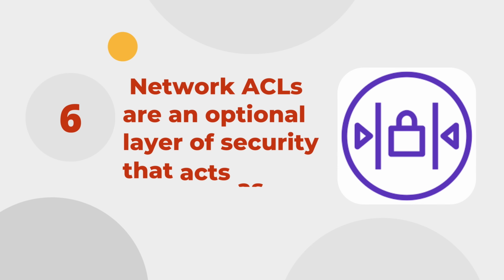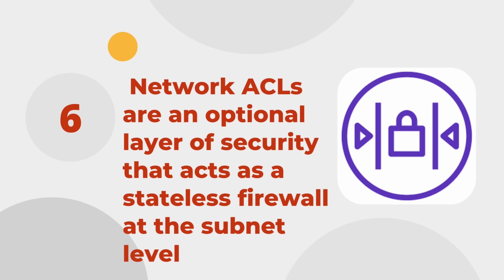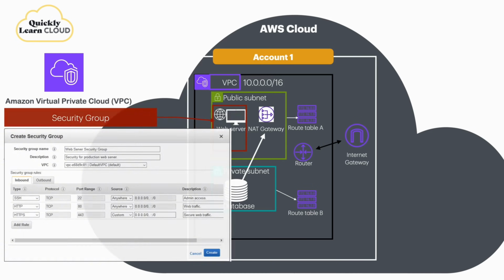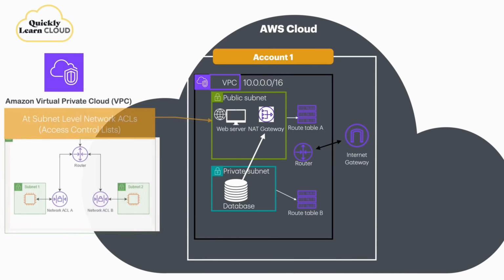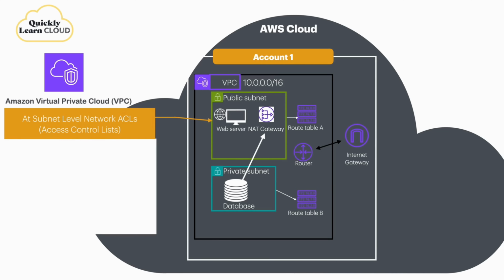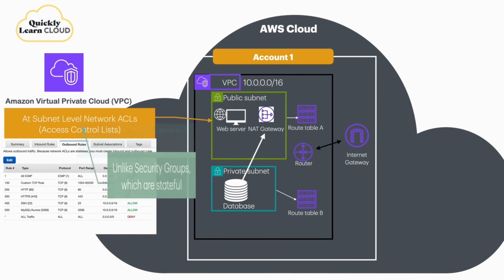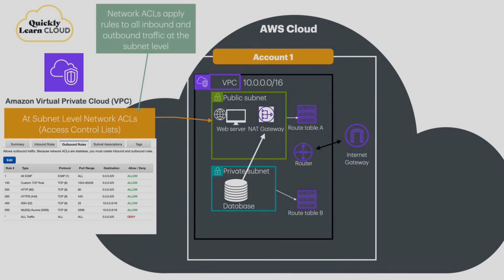6. Network ACLs, access control lists. Network ACLs are an optional layer of security that acts as a stateless firewall at the subnet level. Unlike security groups, which are stateful, network ACLs apply rules to all inbound and outbound traffic at the subnet level, making them an additional layer of security within your VPC.